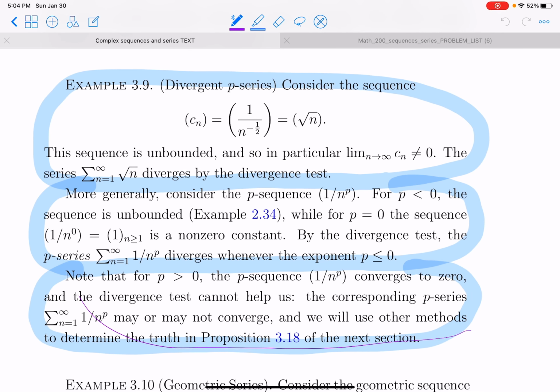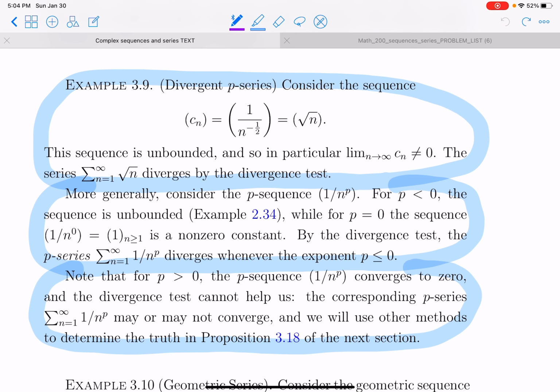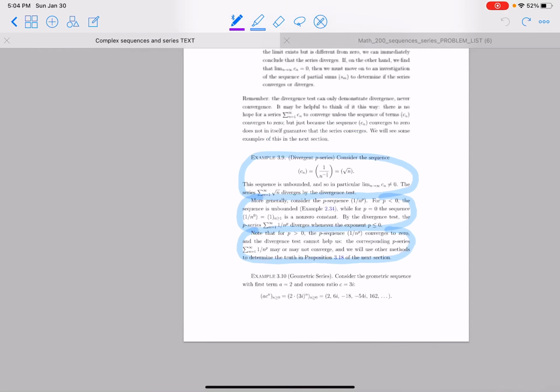Really, really commit these to memory. They're just going to come up forever and ever and ever. So just commit them to memory. That's the last page.